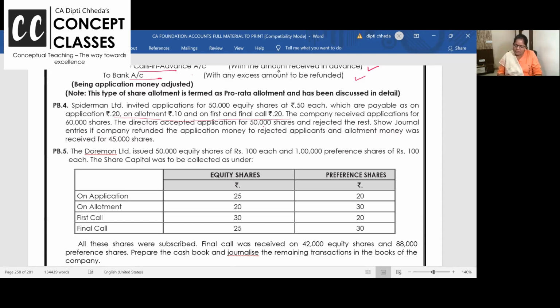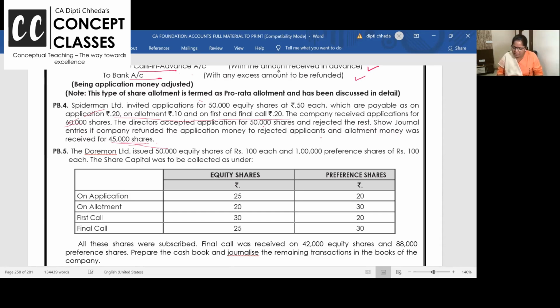Company received applications for 60,000. Superb. 10,000 applications have come extra. Directors accepted 50,000. Show journal entries if the company refunded application money to rejected applicants, and allotment money was received for 45,000 shares. Oh, instead of 50, 60 have come. So we will refund. And allotment, only 45 have come.